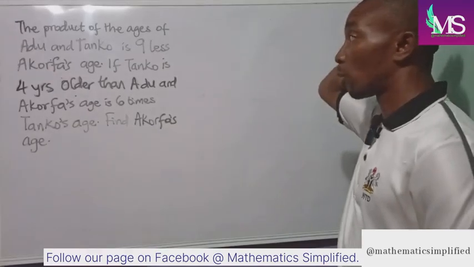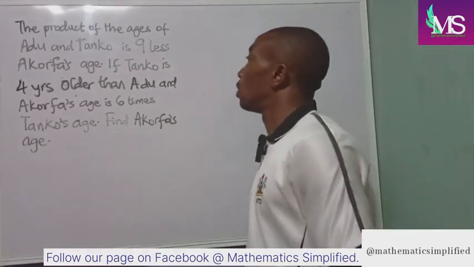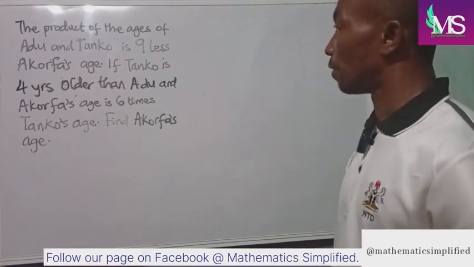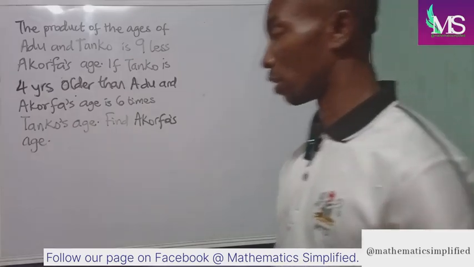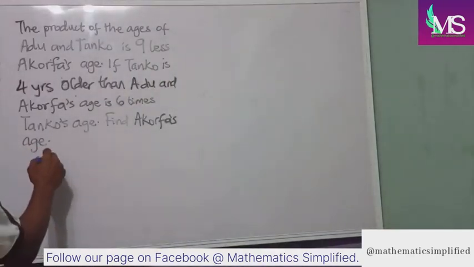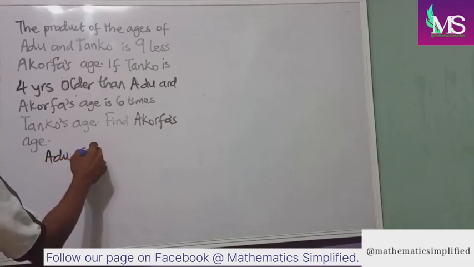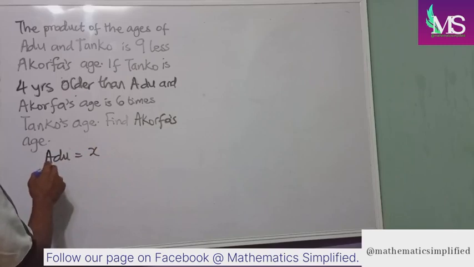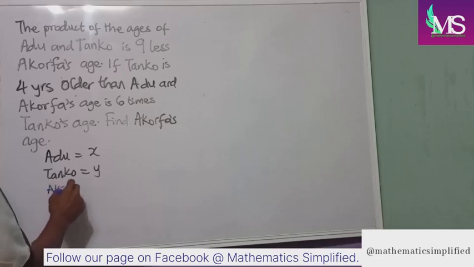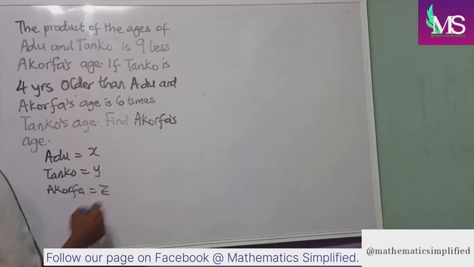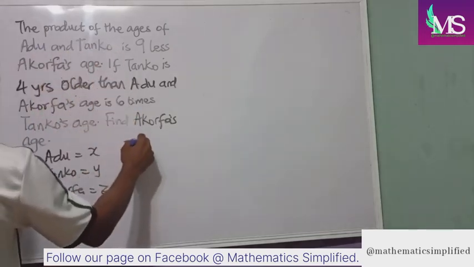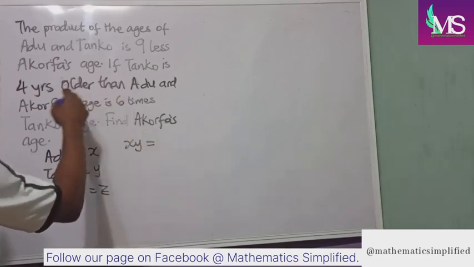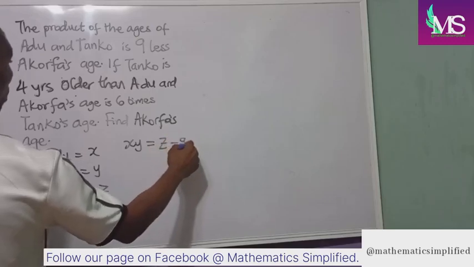The question says the product of the ages of Audu and Tanko is 9 less Akrofa's age. If Tanko is 4 years older than Audu and Akrofa's age is 6 times Tanko's age, find Akrofa's age. Now let's represent each of the ages. Let's call Audu X, Tanko Y, and Akrofa Z. Now from here, they say that the product of the ages, which is XY, equals 9 less of Akrofa, Z minus 9.